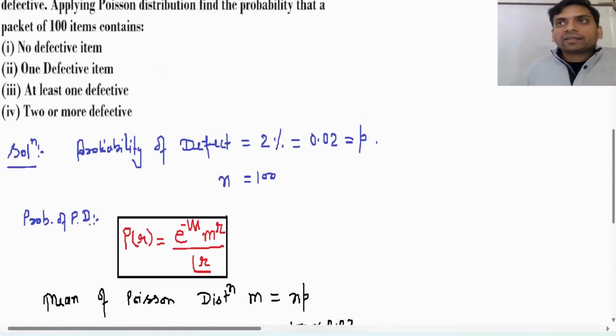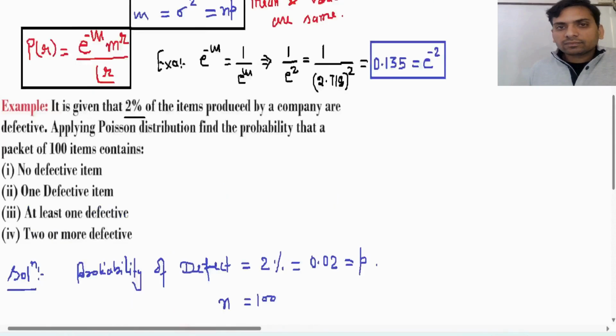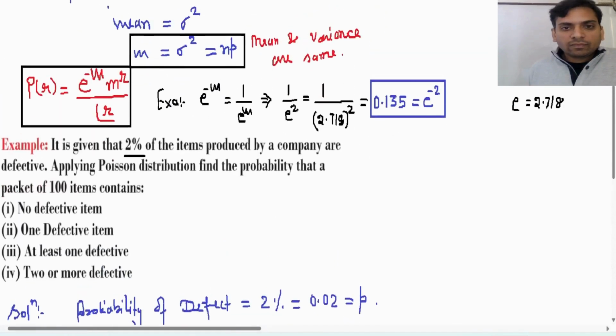Next part is two or more defective. Two or more defective means we are solving this part. Two or more defective.